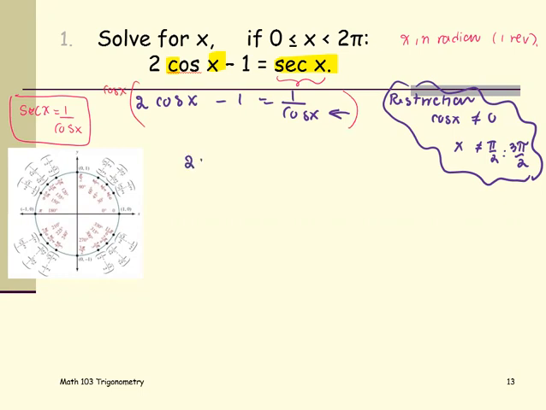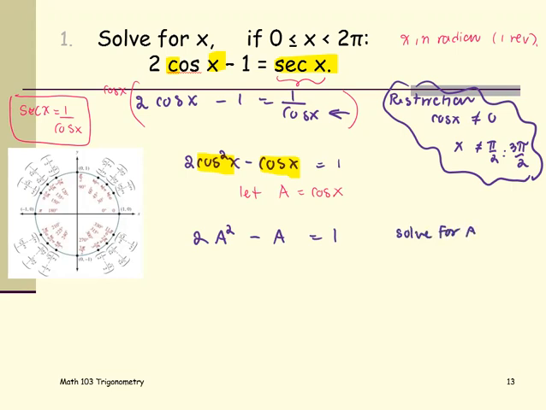Then we get 2 times cosine squared x minus cosine x equals 1. At this point, we have an equation involving only one trig function, which is cosine x. We're going to let the quantity A represent cosine x. The equation becomes 2 times A squared minus A equals 1. We have a quadratic equation at this point, so we're going to solve for A.